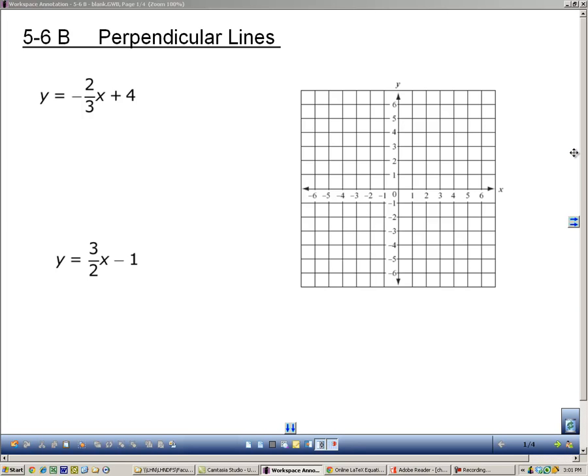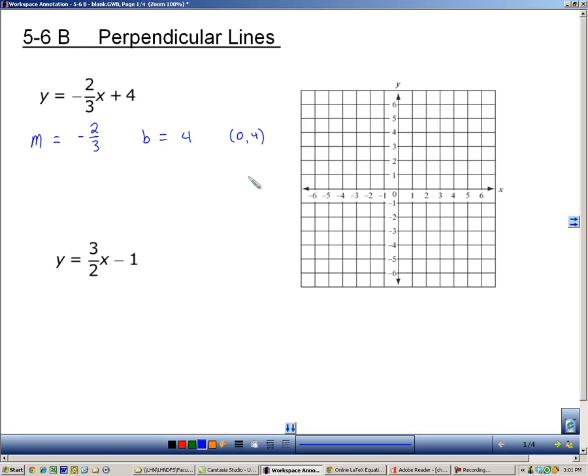Section 5.6b is about perpendicular lines. Just like I did with parallel, we'll show you what perpendicular means and then use it to solve some problems. Here, this first equation is in slope-intercept form, so we can see that the slope is negative 2/3 and the y-intercept is 4, also known as the point (0, 4).